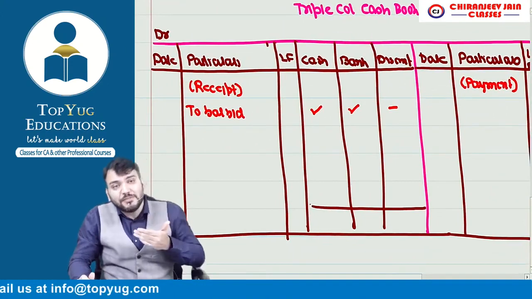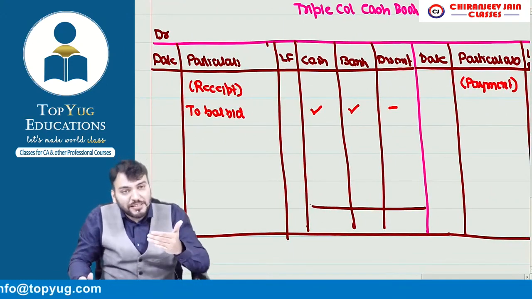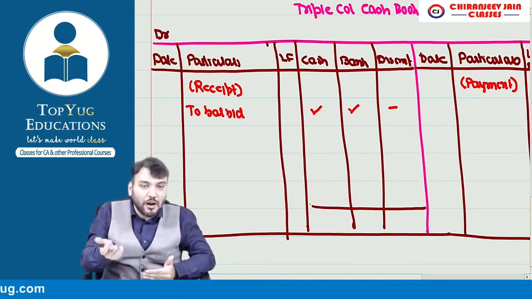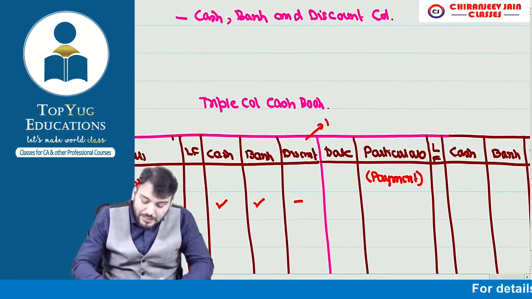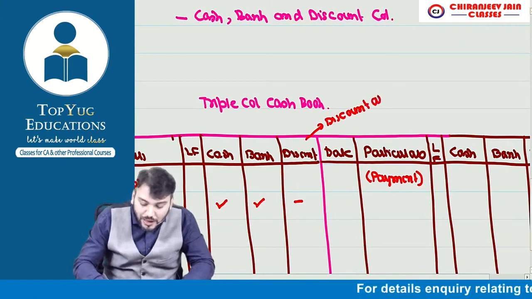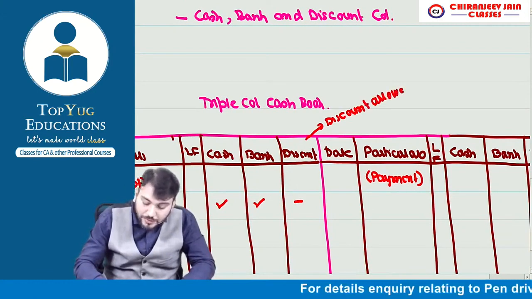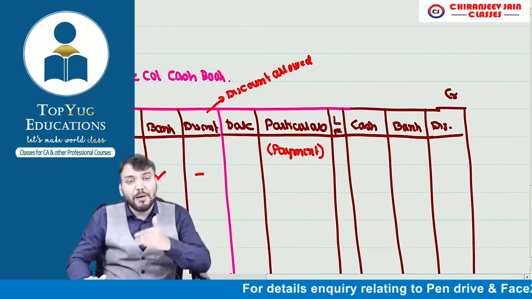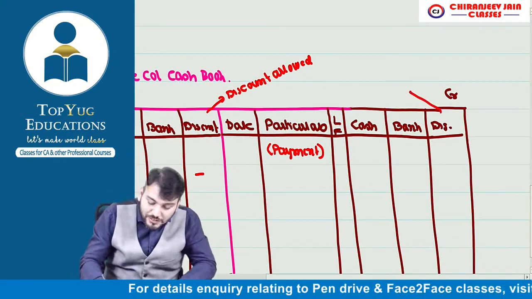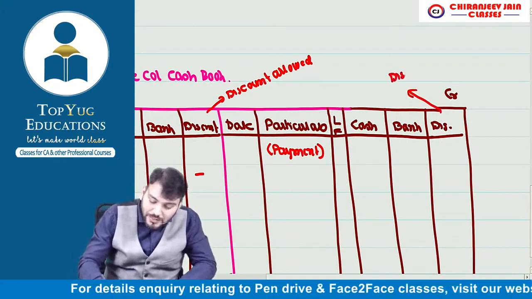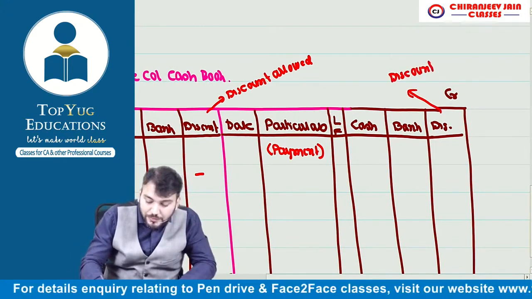Now, when we receive some amount, at the time of receipt, we allow discount. So when I say the discount column on the debit side, this is discount allowed. Correct? Understood? And when we pay, at that time we receive discount. So this is discount received. Correct?